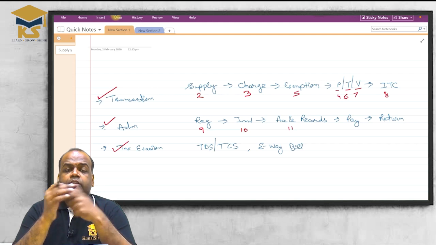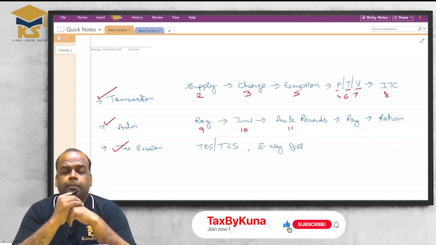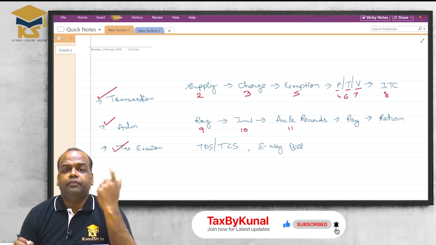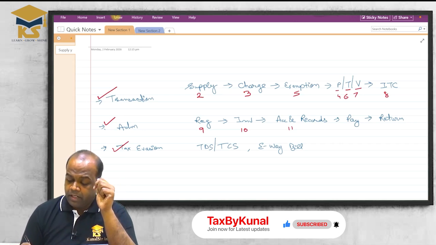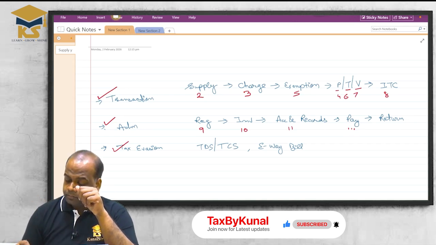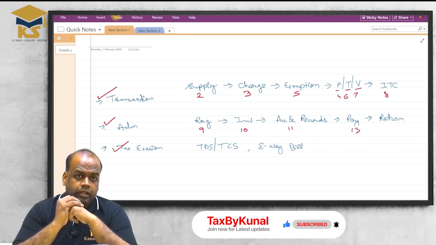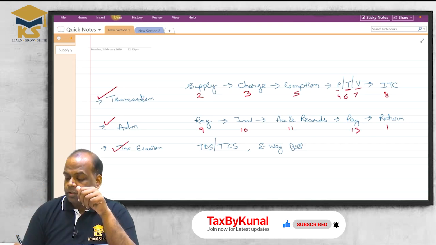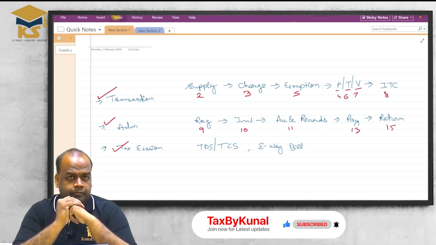Now once the invoice is issued, I have some taxable supply, I have to pay GST to the government. So how will I pay? What is the frequency of payment? Then we have chapter number 13, that is related to payment, and after payment we have to file a return to the government. So that is chapter number 15, return.